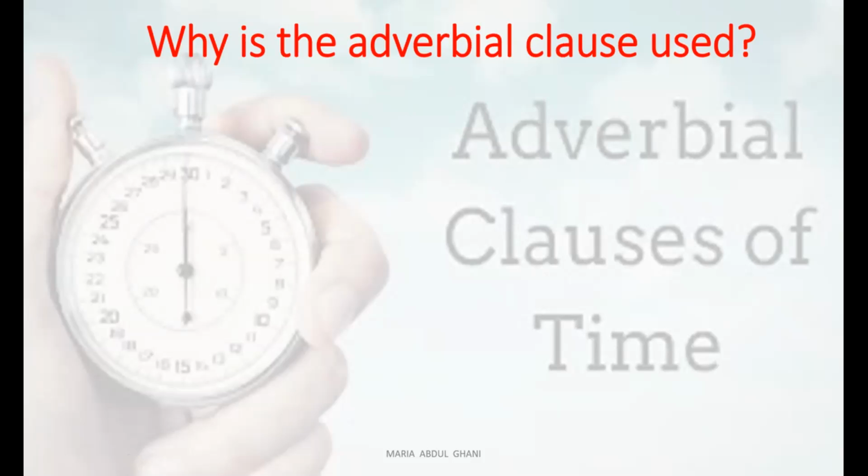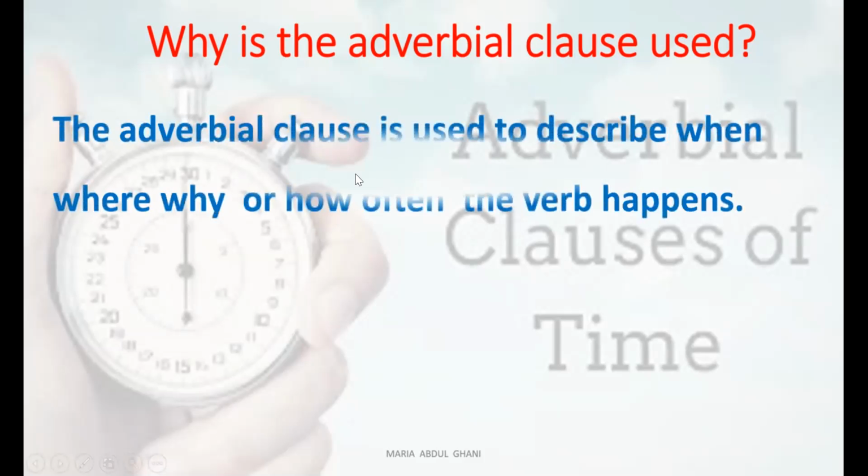To complete the sentence, okay. What else? Not only completing the sentence, there is another important usage of the adverbial clause. What is it? Let's see. It's called adverbial clause, which means the adverbial clause is used to describe when, time, where, place, and why, the reason. Good.